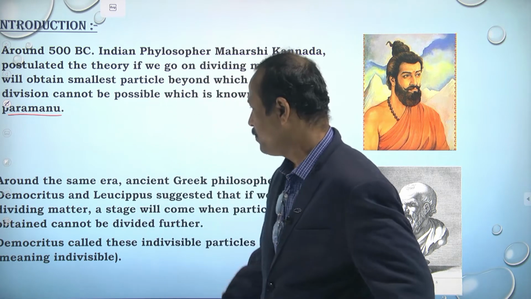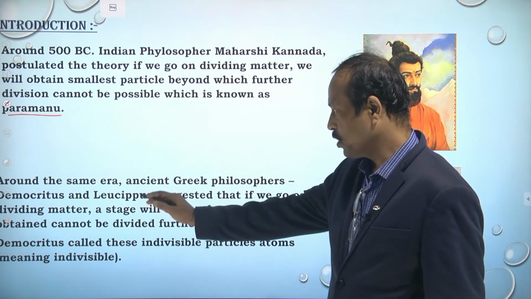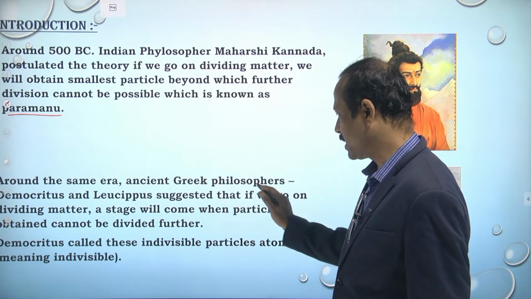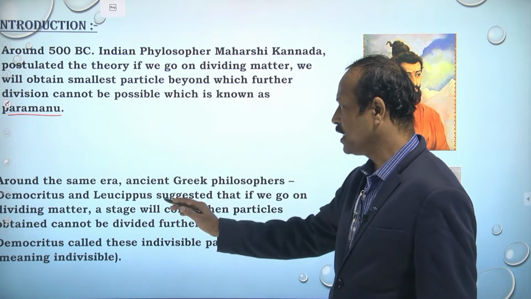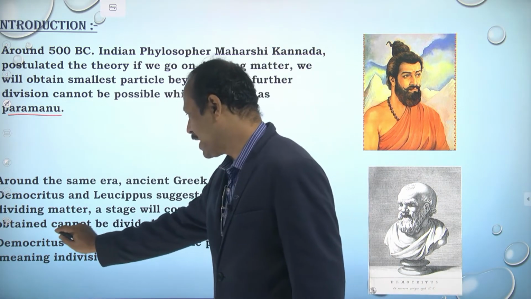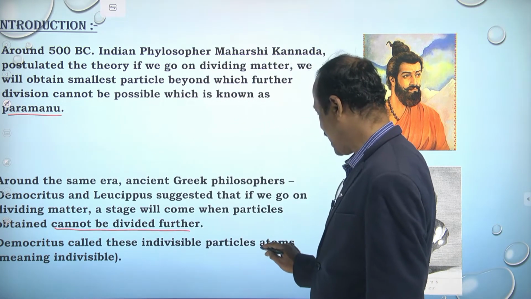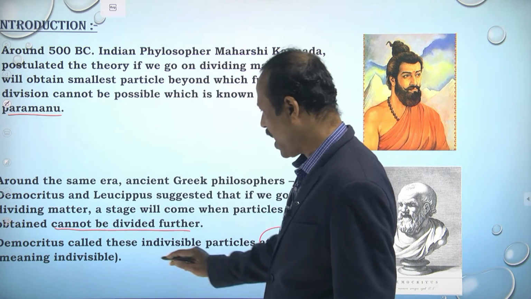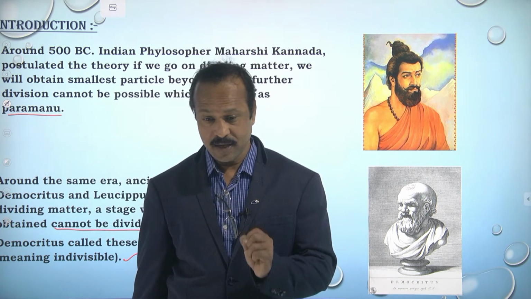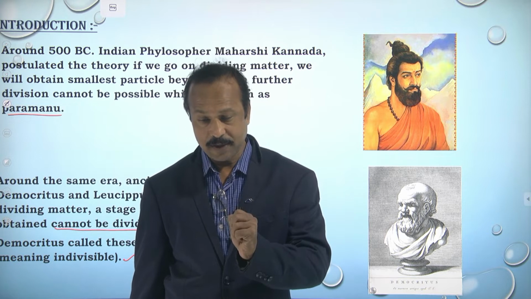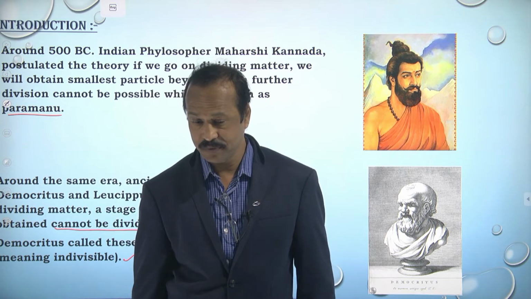Now, around the same era, ancient Greek philosophers Democritus and Leucippus suggested that if we go on dividing matter, a stage will come when the particle obtained cannot be divided further, and that particle was named as atom. The meaning of atom is indivisible, means we cannot break that atom. That was the idea of atom during those days. Is this clear to you?